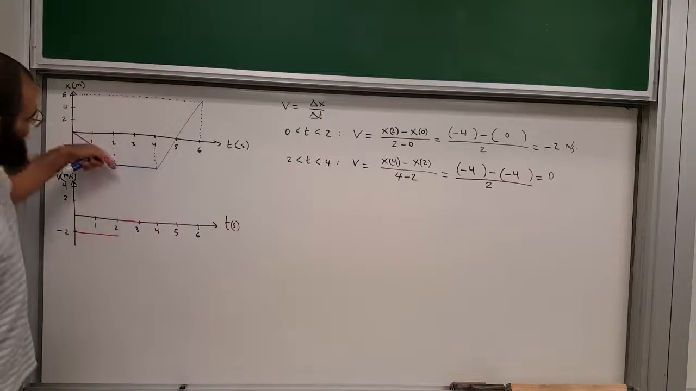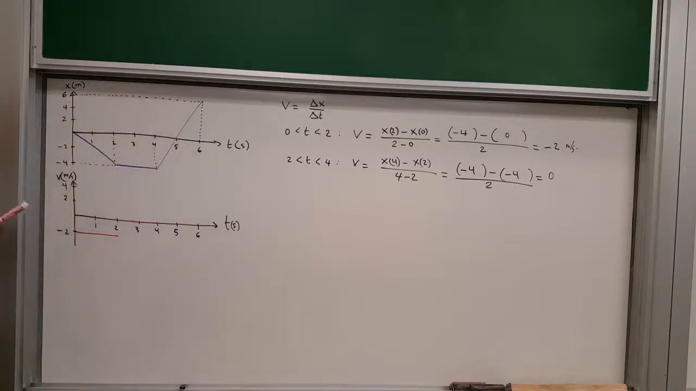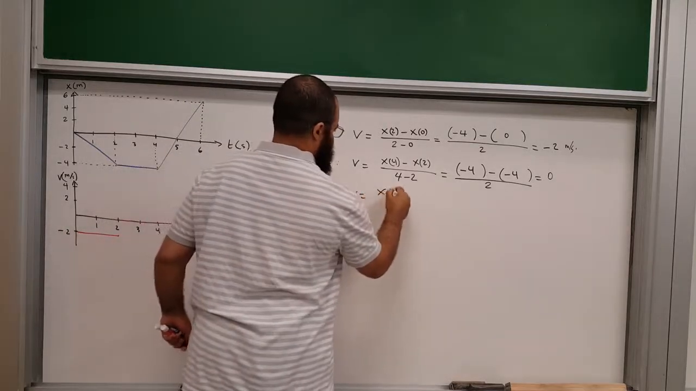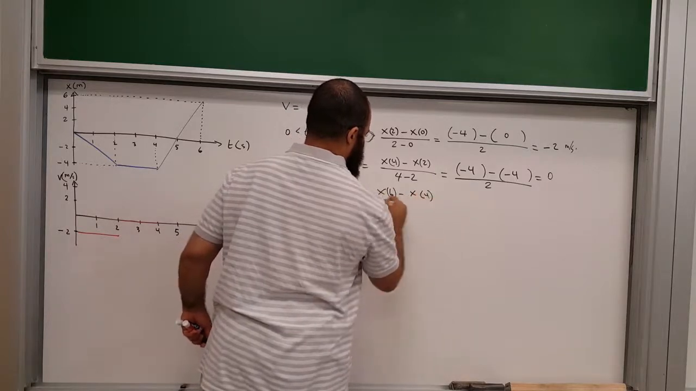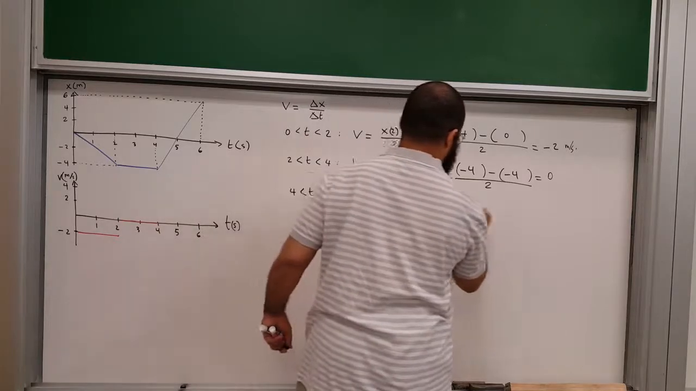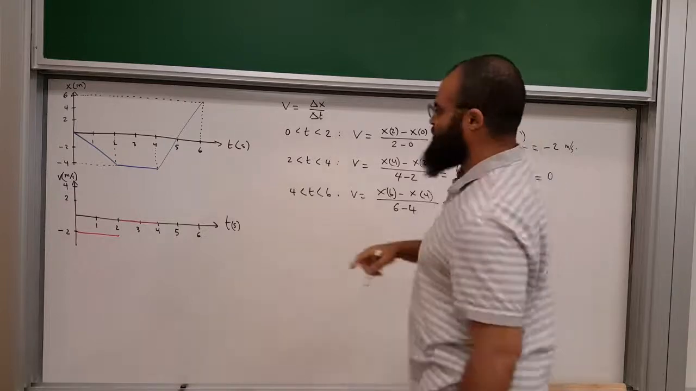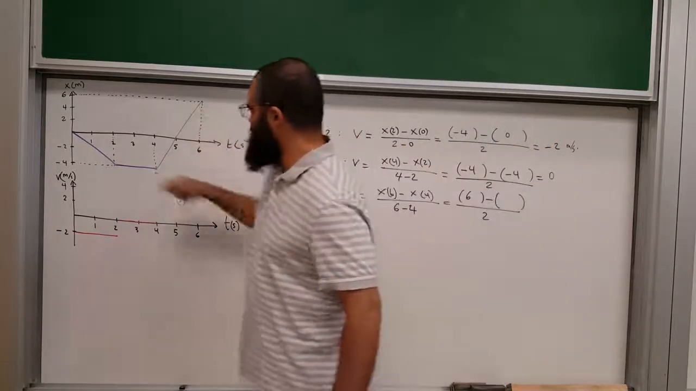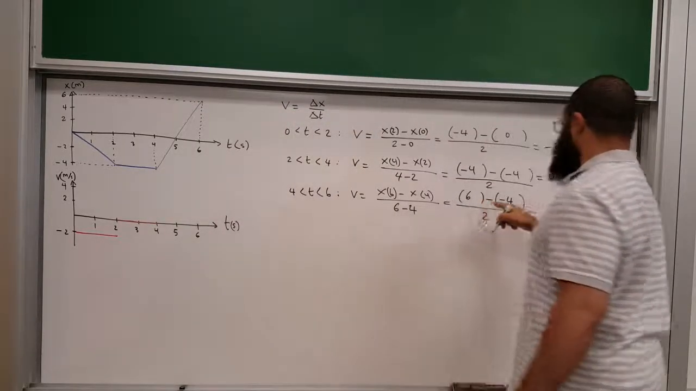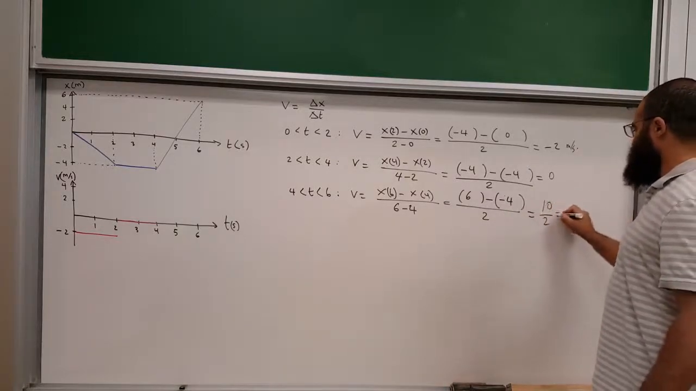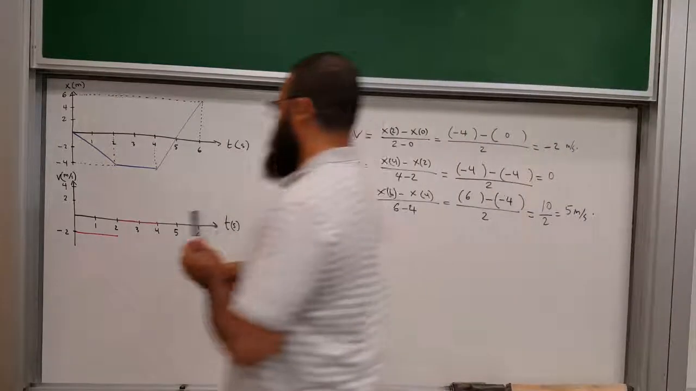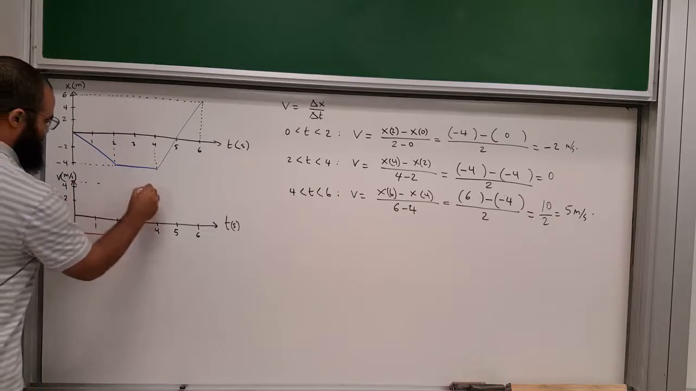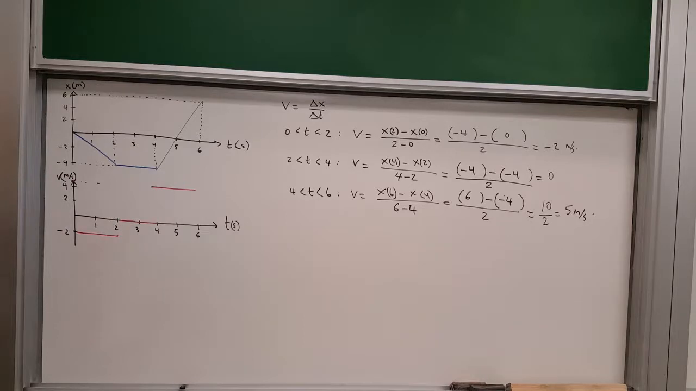Now it will change its position. And look, the slope is positive. Here the slope is negative, the slope here is positive, so the velocity will be positive. Now on this interval between 4 and 6 seconds, the velocity will be x at 6 minus x at 4, divided by 6 minus 4. Clearly 6 minus 4 is 2. The position at 6 seconds is 6, minus the position at 4 seconds, which is -4. And 6 minus -4 is 6 plus 4, which is 10. And 10 over 2 is 5 meters per second. So the velocity here would be 5, somewhere here. So on this interval it is 5 meters per second. That's it.